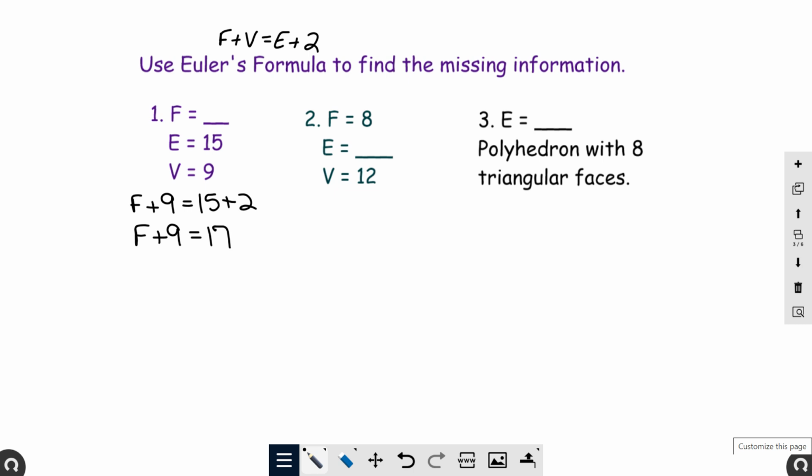F plus 9 equals 17 minus 9. So F is 8. Pretty simple equation there to solve, huh?